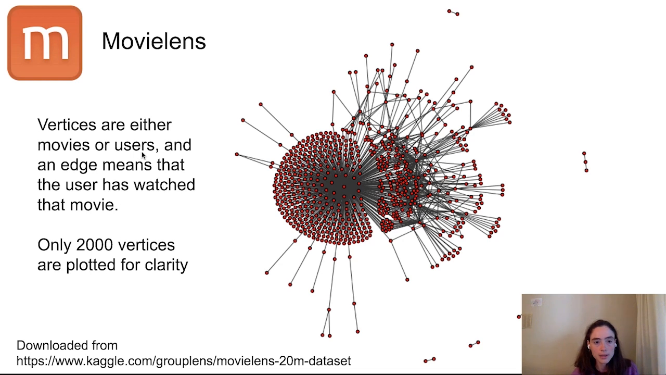And because of the structure of this graph, where there only can be edges between users and movies, this is what's called a bipartite graph. And we can color it in to make that more obvious. In a bipartite graph, the vertices can be separated into 2 sets, and there are never edges between vertices in a given set. So here our 2 sets are users, which are in yellow, and movies, which are in green. So you can see that there are never any edges between yellow and yellow or green and green. There are just edges between users and movies. So we can see, for example, this user has seen many, many movies.